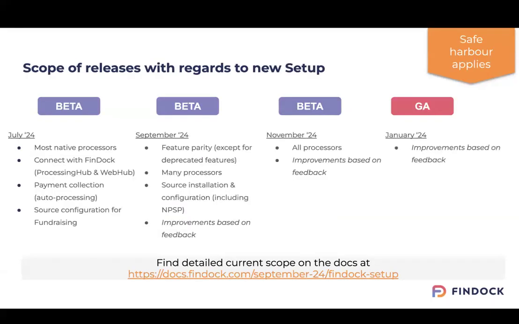Then one of our biggest things that we're doing is completely redesigning the setup experience. In past releases, we have been working on this already. In this September release, we have strived for feature parity. So we've added lots of advanced features that weren't available yet. We've added a lot more processors. You can now install and configure all our source connectors like MPSP and nonprofit cloud from the new setup. And we have done many improvements based on your feedback. And in the next release, we will be adding more processors and implementing even more improvements. We hope to bring this GA by January 24 and make the old setup obsolete by then.